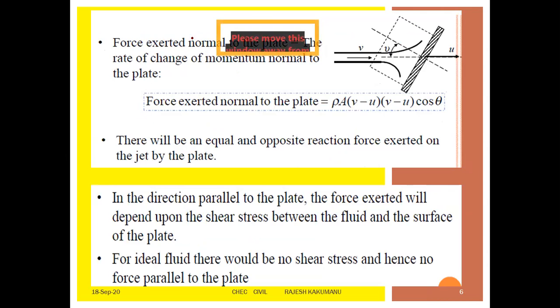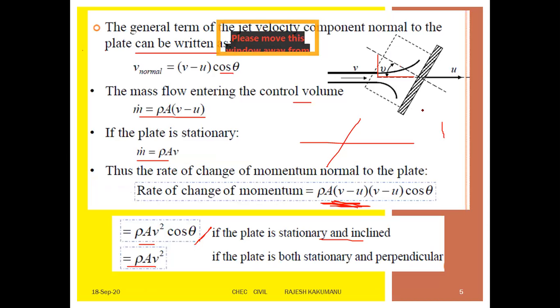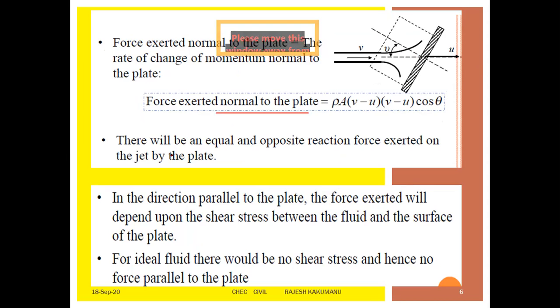Now, the force exerted normal to the plate: the rate of change of momentum normal to the plate is equal to the force exerted normal to the plate, which is equal to rho A V minus U cos theta, as you can see at this point, right? Now, there will be an equal and opposite reaction force exerted on the jet by the plate. So what happens whenever the jet is falling on the plate? There will be an equal and opposite reaction force exerted on the plate. Next one.